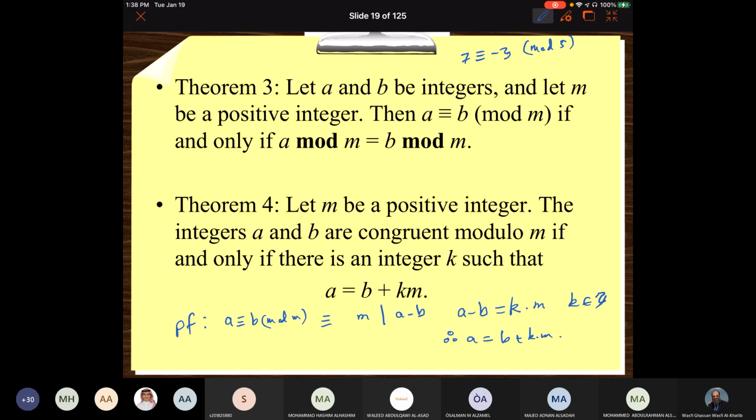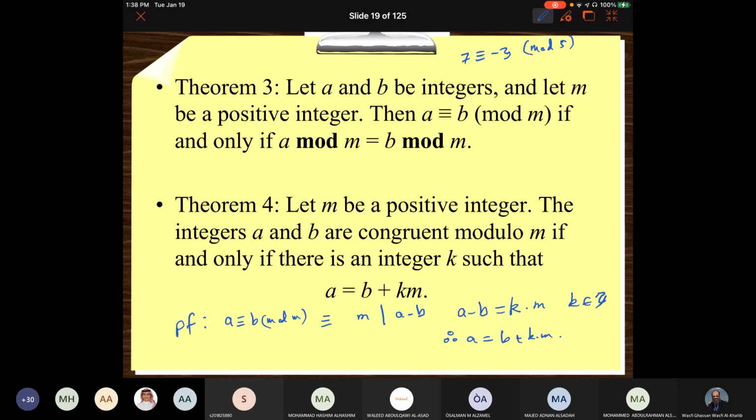Unless the statements that I put are equivalent, by saying, for example, that this is equivalent to that, then I know that I can go both ways. This is something that you have taken in ICS 253. Okay. So here, the best way to prove it is actually to start from the second one, if a mod m is equal to b mod m.